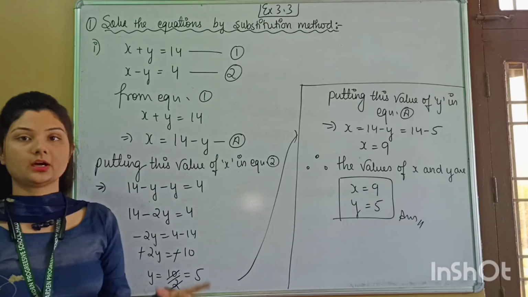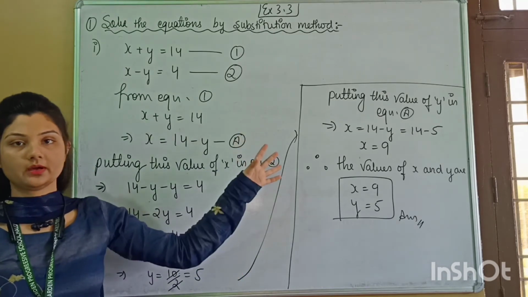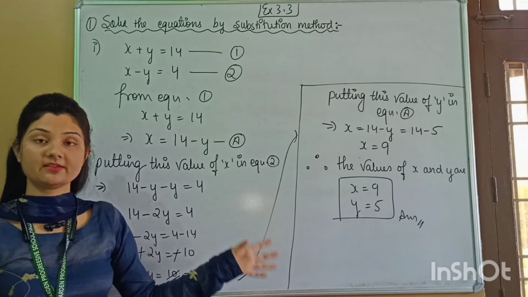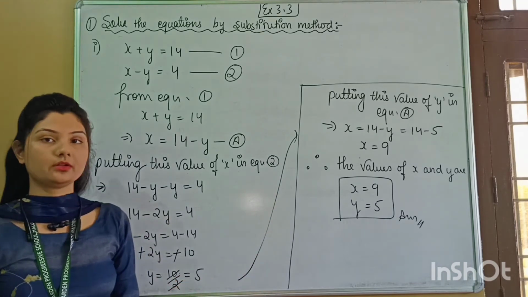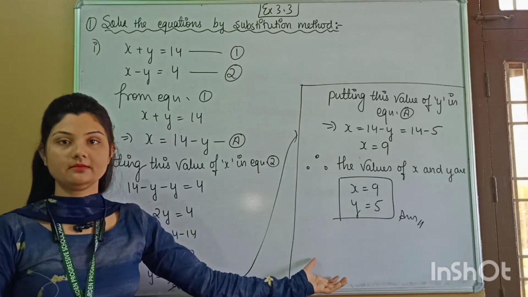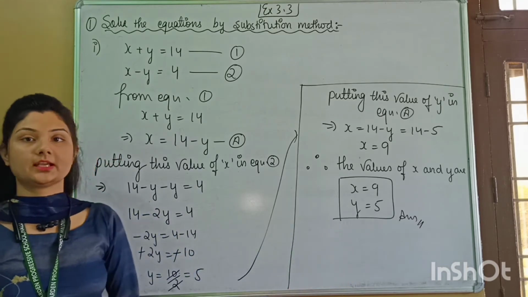Only we have to take out the value of one variable from equation 1 and we have to put the value of same variable in equation 2. So like this we can take out the value of the variables, that is x and y. So now the second part we will do.